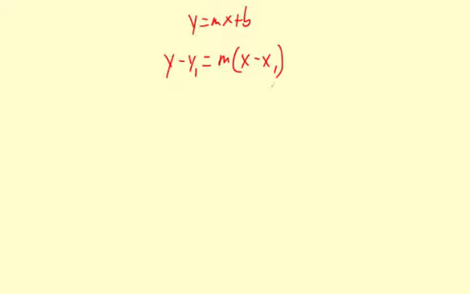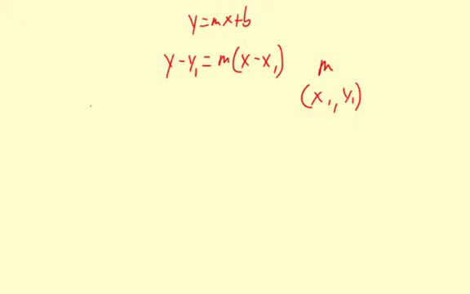And the derivation is shown in the lesson. I'd suggest you watch that video. It's pretty interesting. So what does this mean? That means if you have the slope m, and you have a point, x1, y1, in other words, a given x and y value, you can write an equation for the line.